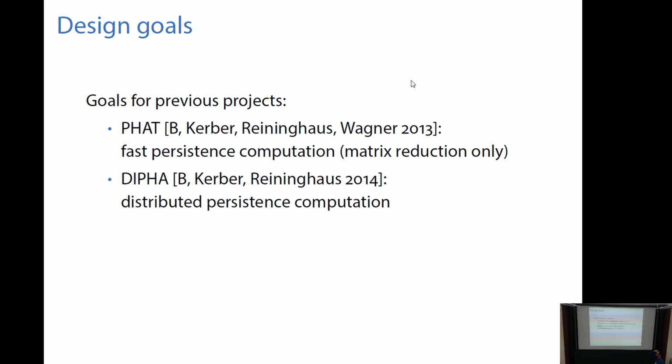I've been involved in a couple of other projects for computing persistence, and the goals were slightly different. The first project was FAT, and for that we tried to optimize the main computational part of persistence, which is the matrix reduction, and we wanted to understand why certain things work so well and how different optimizations play together. And the second project, Diva, was mainly focusing on distributed computation, so we wanted to run these computations on a big cluster.